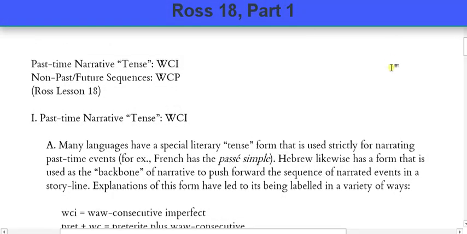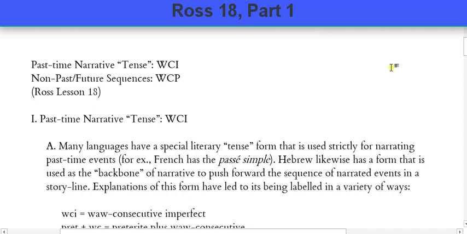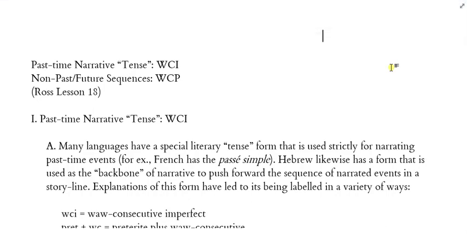In Ross chapter 18, we deal with the use of different conjugation patterns to render narrative sequences in the past or future sequences or instructional sequences in the non-past, typically either present or future. I have described these or at least labeled them as WCIs and WCPs, and we'll talk about that as we go on here. You'll understand what I mean by it.